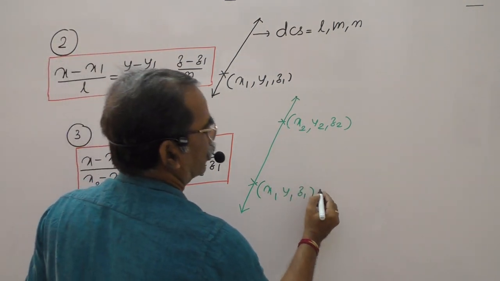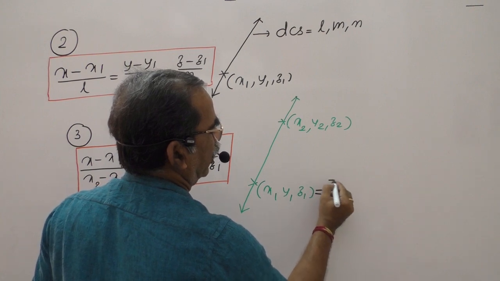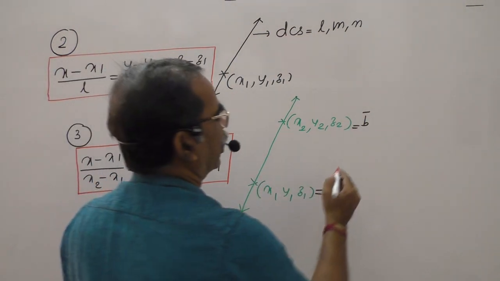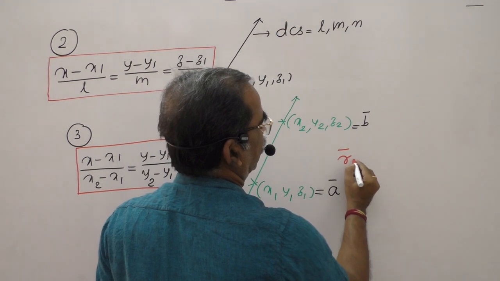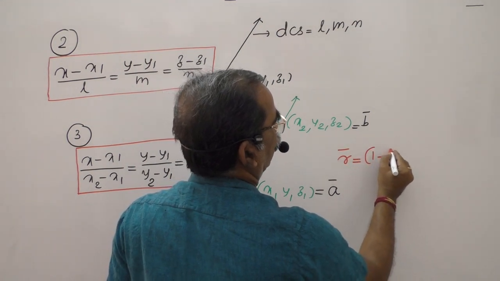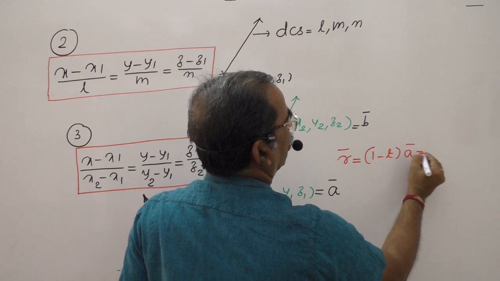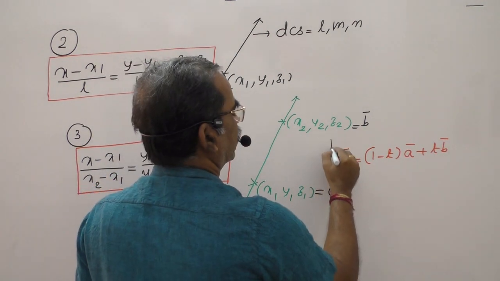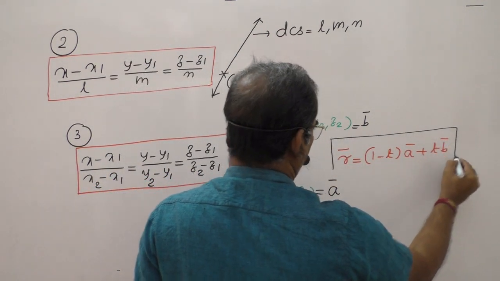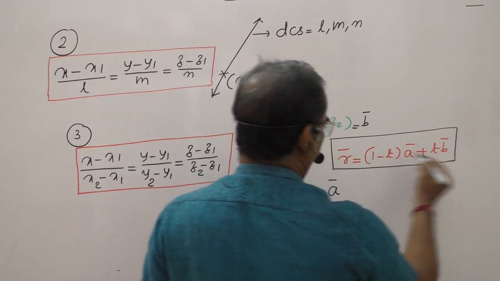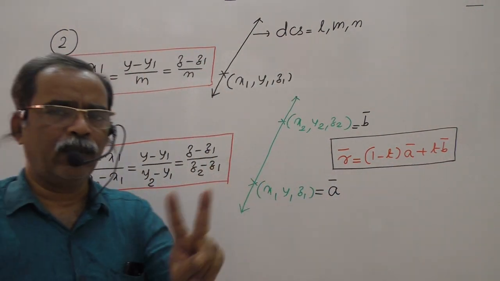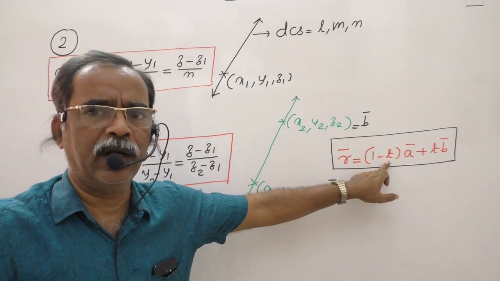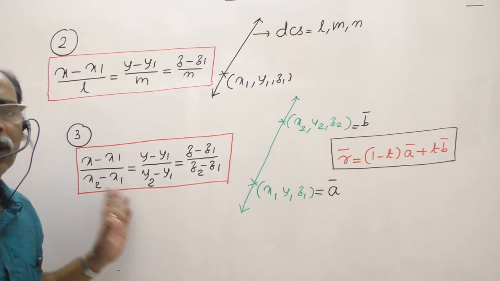Okay, these are 2 points now. Suppose the first point is a bar and the second point is b bar, we can also write its vector equation. In this case, the vector equation will be r bar is equal to (1 minus t) into a bar plus t into b bar. This is the vector equation of the line. Proofs are very simple. You can refer to your books. So for this line passing through 2 points, this is the vector equation where t is a real number, any scalar, and this is the Cartesian equation.